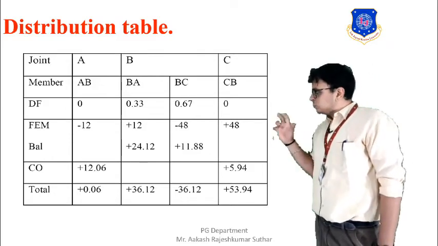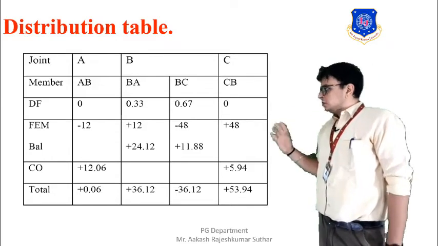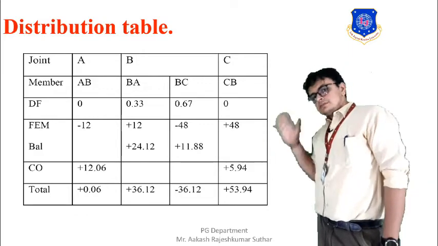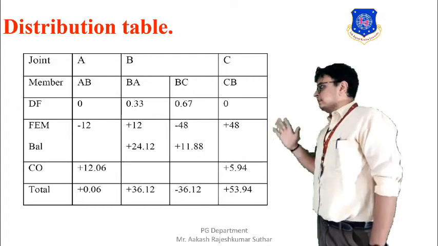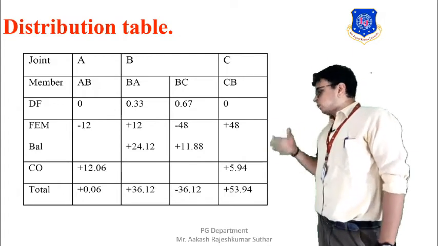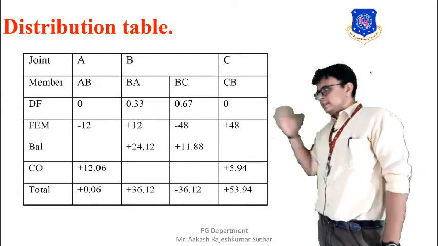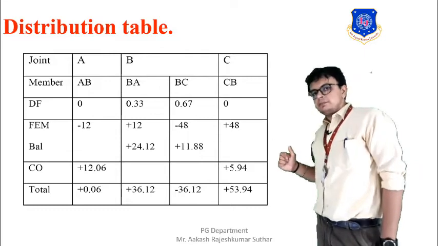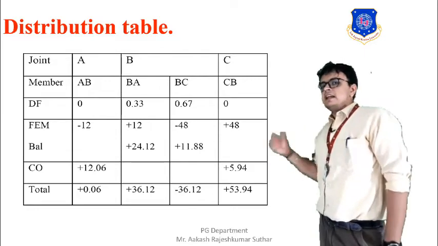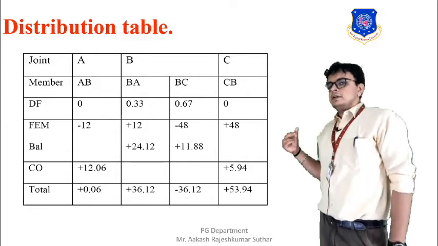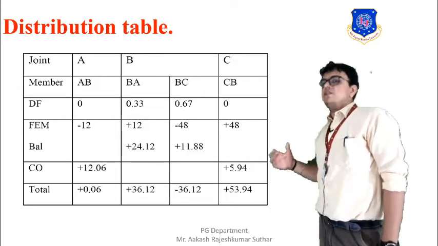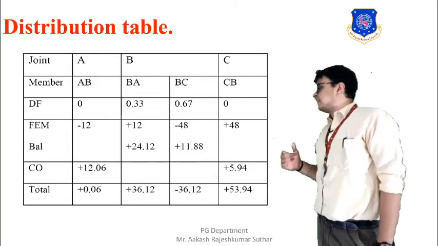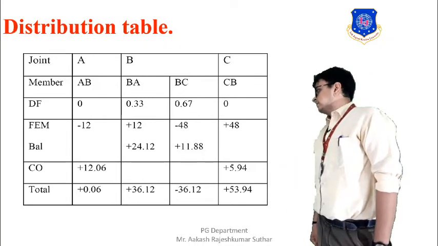So the members that are related to B are only BA and BC. So we have to take the addition of the moments of that joint only. So there the members are BA and BC, and we have to add whatever moments we are getting. For BA we have positive 12 kilonewton meter and for BC we have minus 42 kilonewton meter. So we have to add them, and ultimately we are getting the value of minus 36 kilonewton meter.